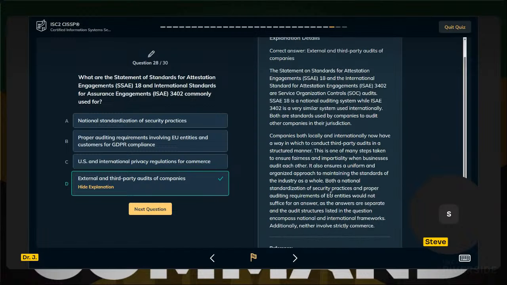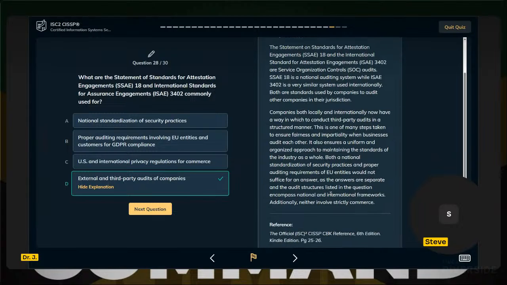All right, so why is it D? So the Statement on Standards for Attestation Engagements 18 and ISAE 3402 are SOC audits. SSAE 18 is a national auditing system, while ISAE 3402 is a very similar system used internationally. So both are standards used by companies to audit other companies in their jurisdiction. You know how I remember attestation is synonymous for audit, because you verify something. That's how I remember it.